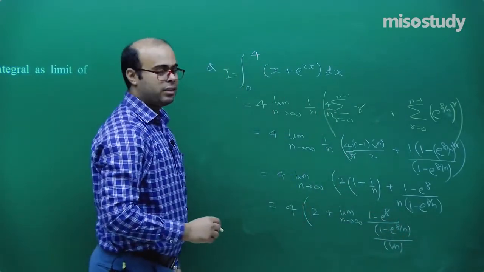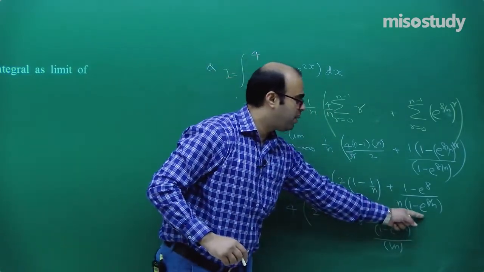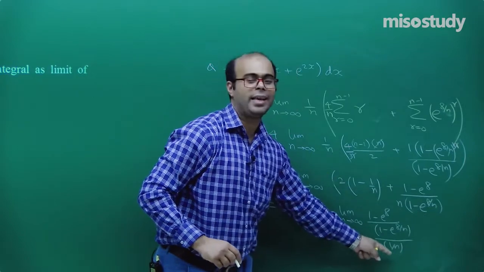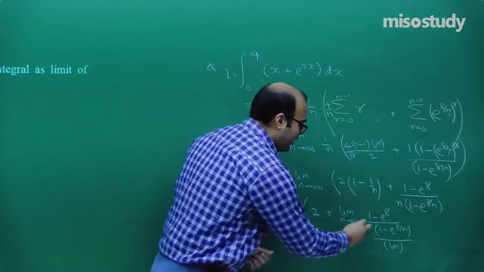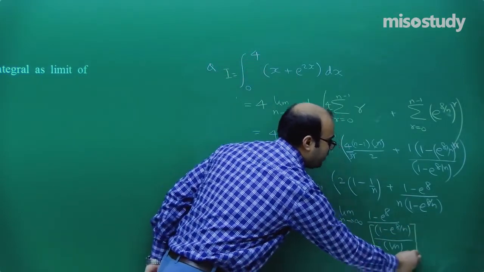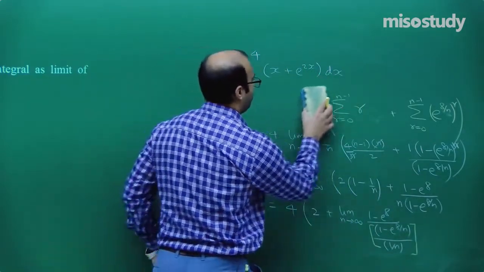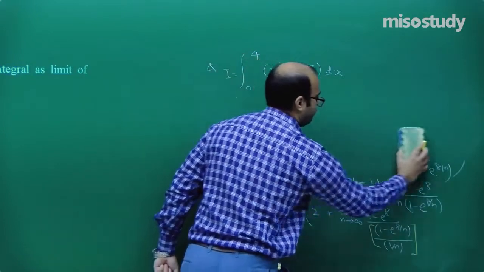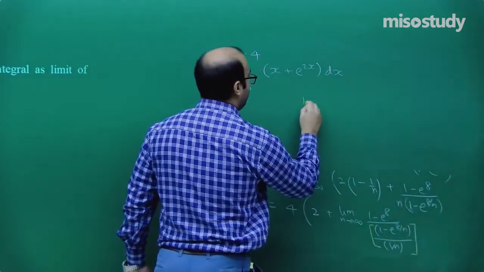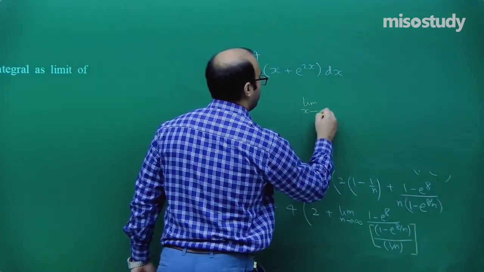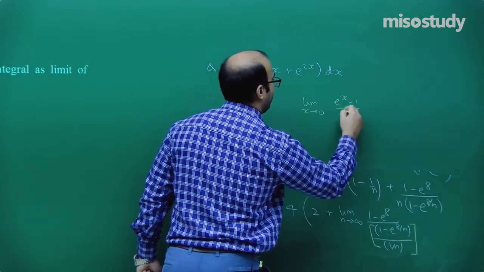We can write it like this. This n goes here, but it can't go as n, it will go as 1 by n. So why have we written it like this? This particular term resembles a formula of limits. What was that formula actually? That formula was limit x tending towards 0, (e to the power x minus 1) by x is equal to 1.